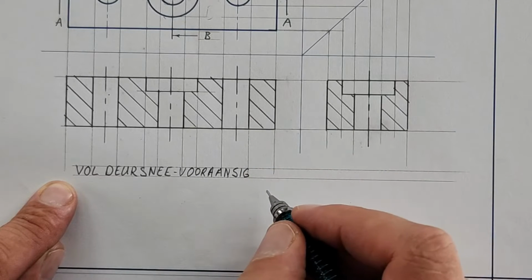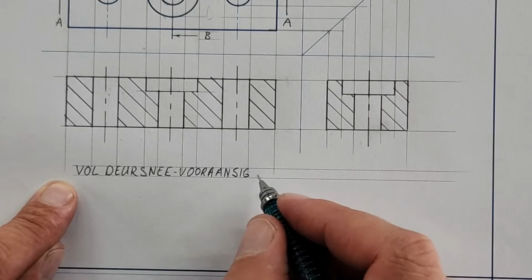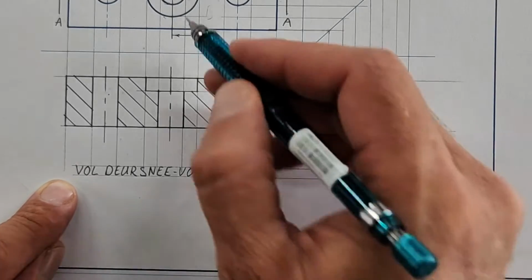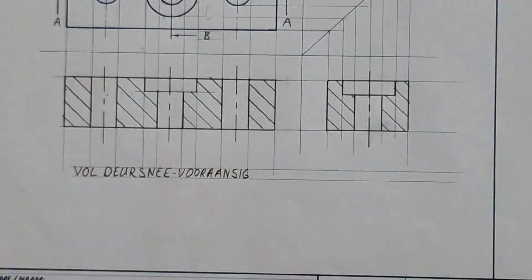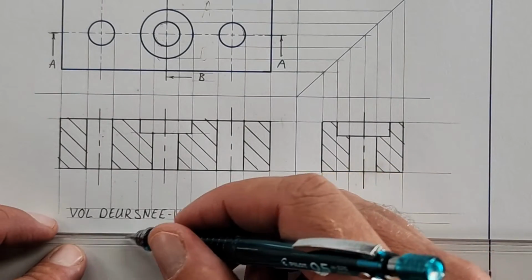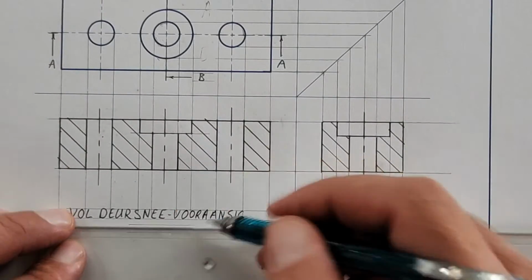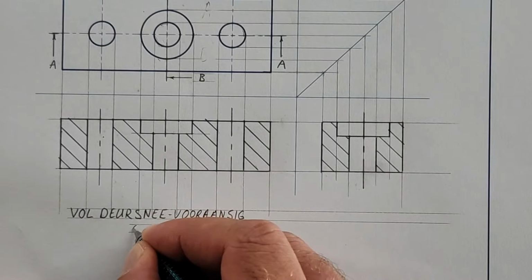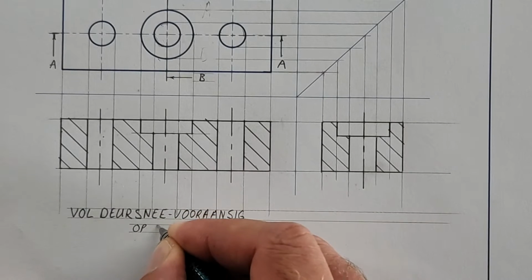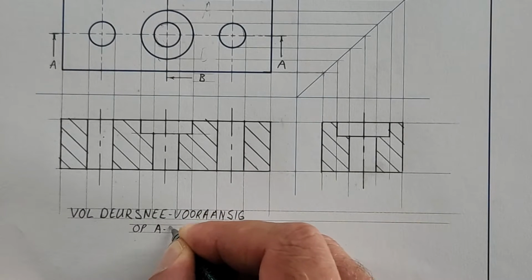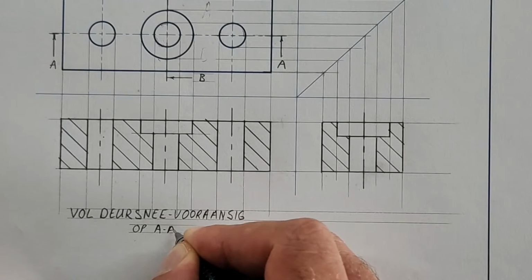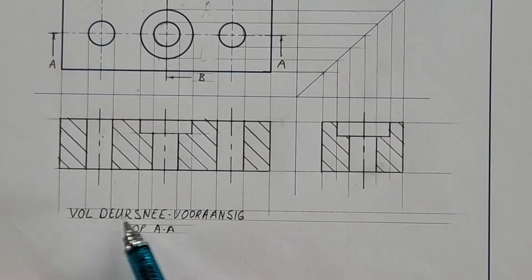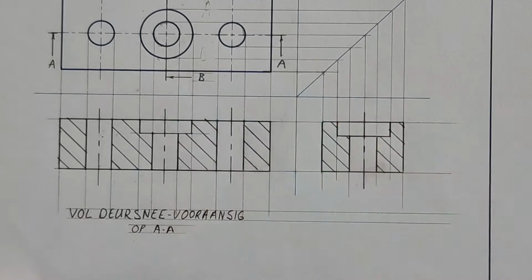Actually, you must still be able to write on AA. Let me write that in. Does that make sense to label, to say vol deursnee vooraansig op AA? Then there's no way you can get it wrong. In English it says there, full sectional front view on AA. Then you know you're right.